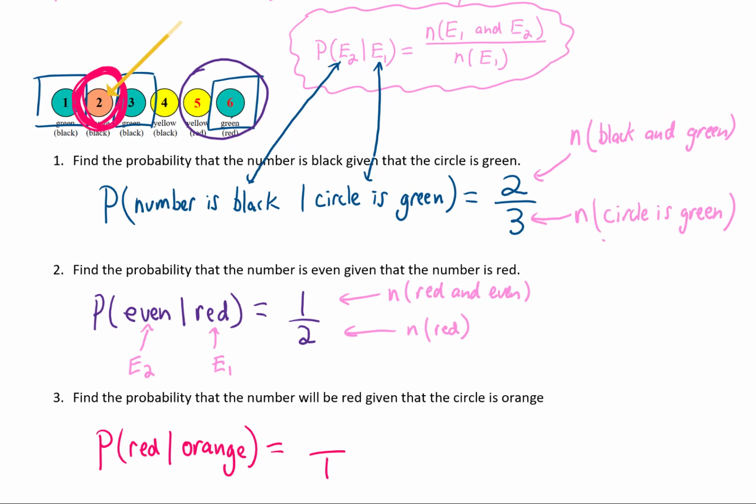Well, we only have this one element to look at, and that number is black. It's not red at all. So we have no times when our circle is both orange and our number is red. So we get a 0 in the numerator. Our probability is 0 over 1. 0 divided by some number is just 0, and that's going to be our final answer there.